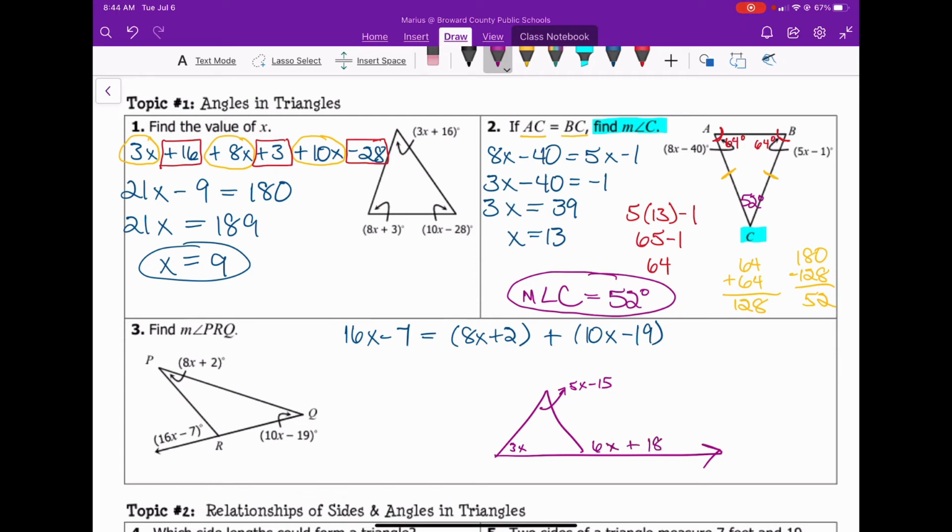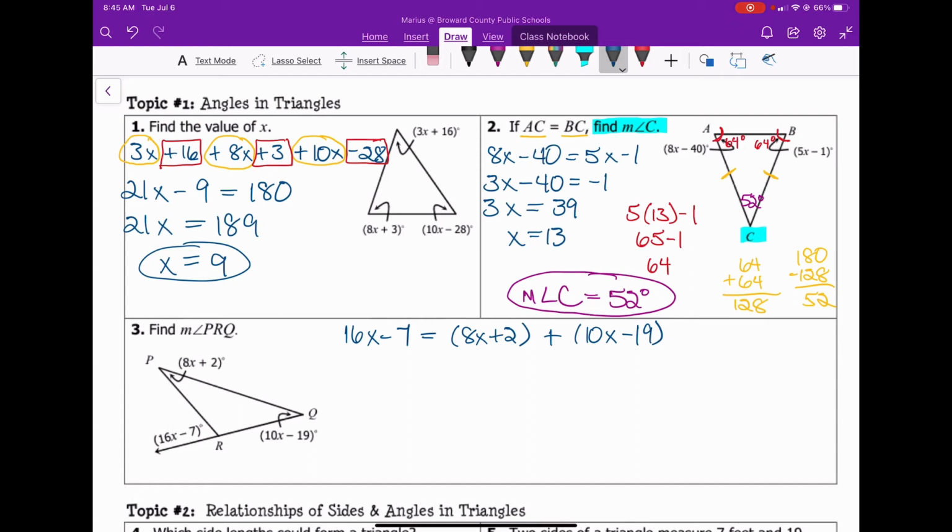Even if the diagram was drawn like that, the exterior angle is going to always be equal to the other two angles on the inside. The other two opposite, okay? The two angles opposite the exterior angle. So, for example, for this one, it would be 6x plus 18 is equal to 3x plus 5x minus 15. And then we would solve for x, okay? So, exterior angle is equal to the two opposite interior angles.